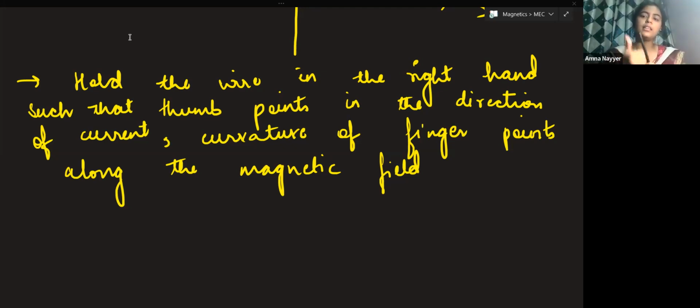So this is what it says: hold the wire in the right hand, the thumb points in the direction of current, and that gives you the magnetic field. Now let's take some examples on it.